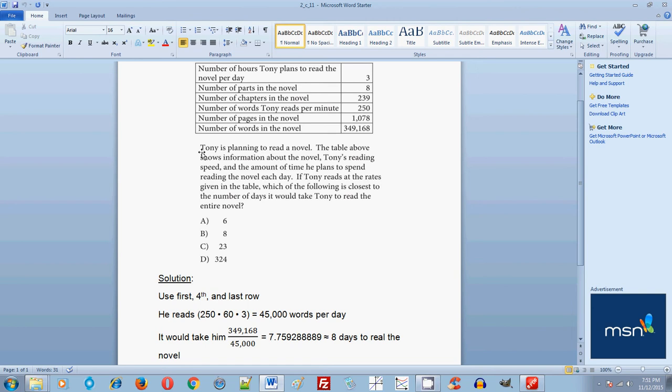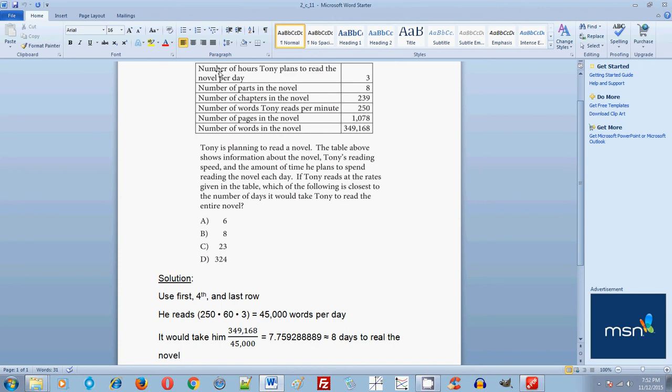So, Tony is planning to read a novel. The table above shows information about the novel, Tony's reading speed, and the amount of time he plans to spend reading the novel each day. If Tony reads at the rates given in the table, which of the following is closest to the number of days it would take Tony to read the entire novel? So you have to find the number of days it will take him to finish the novel. How do you do that? You have to choose the best set of rows. So how do we know that?